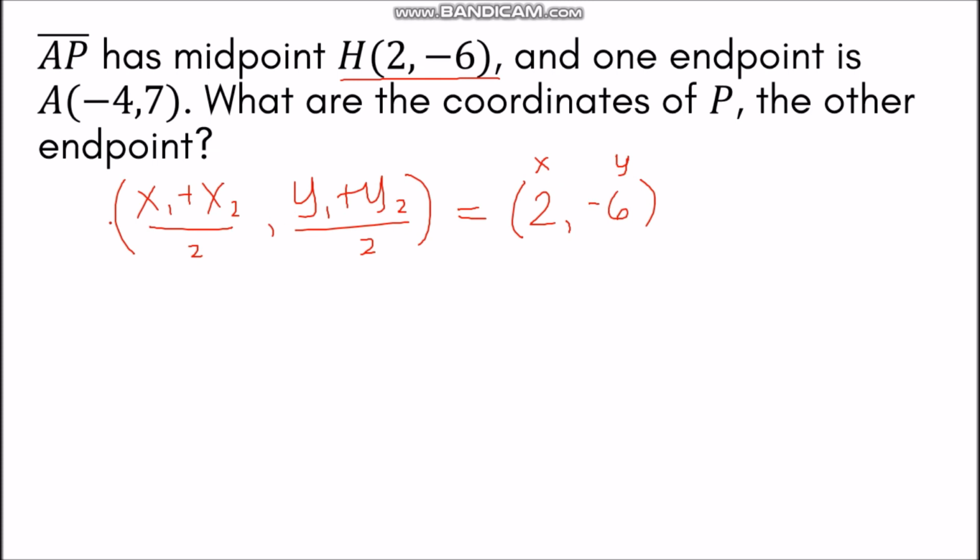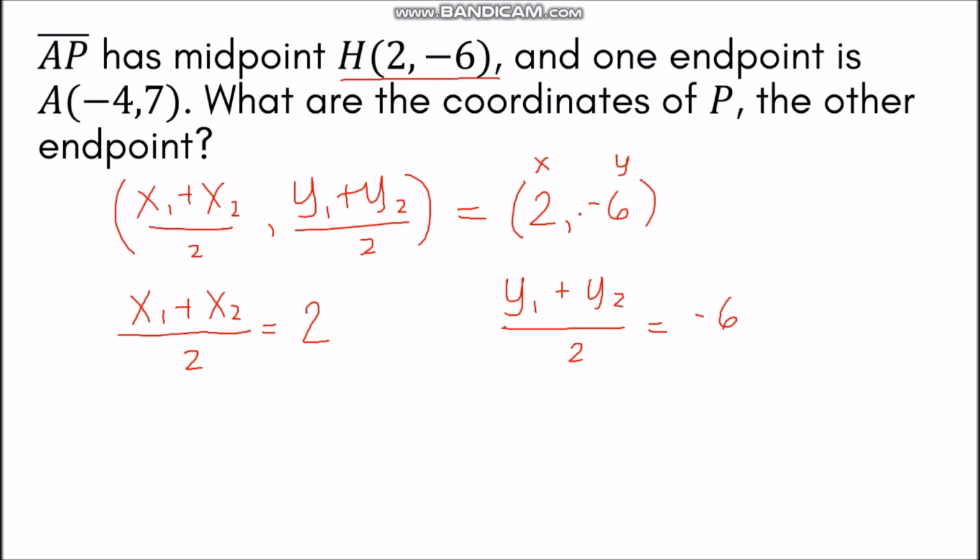As we know, 2 is for the x coordinate and negative 6 is for the y. So that means if we add x sub 1 plus x sub 2, then divide by 2, we will get 2. And if we add y sub 1 plus y sub 2 divided by 2, we will get negative 6. So we can write them separately. Let's write x first: x sub 1 plus x sub 2 over 2 is equal to 2, since 2 is the x coordinate of the midpoint. Whereas we can write y sub 1 plus y sub 2 divided by 2 equals negative 6, since negative 6 is the y coordinate of the midpoint.